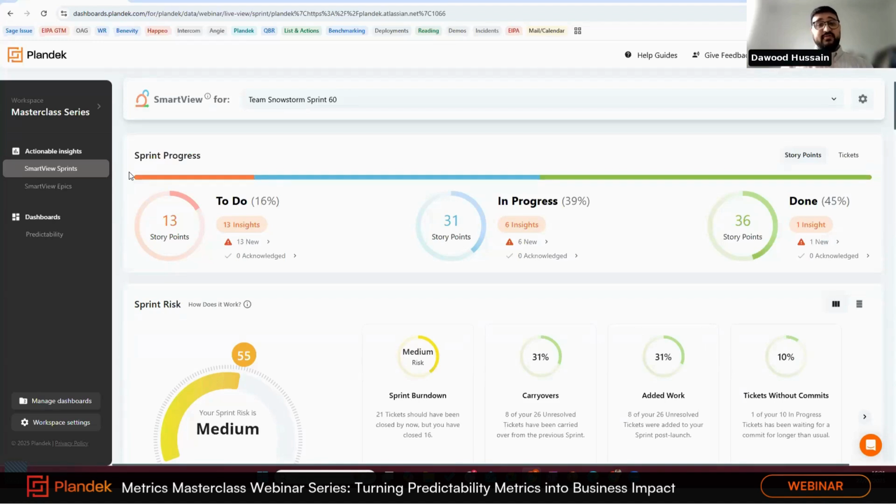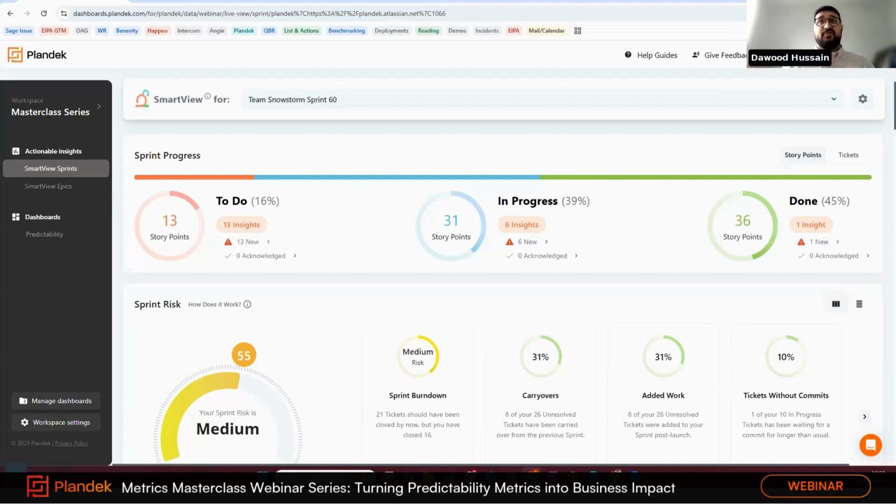But what we did understand then is that Plandek was predicated heavily on lessons learned. So we get to the end of a sprint, we look at the metrics to see how we've performed as a team, you have that retrospective, and then you take some actions to try and improve that performance. What you then had was a lack of visibility, waiting for the next sprint to see if those actions have actually improved performance.